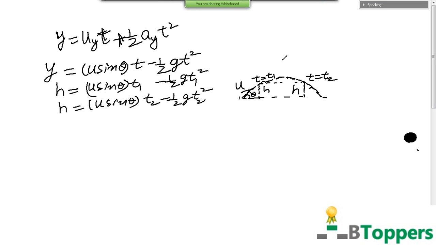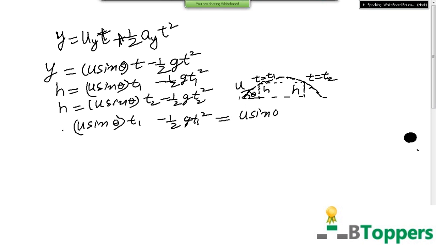So for the instant t equal to t1, I have written this equation: h equal to u sin theta t1 minus half g t1 square. For the later instant, we can write at t equal to t2, y equal to h, u sin theta t2 minus half g t2 square. So the left hand side is the same in these two equations, so you can equate the right hand side. So you get u sin theta into t1 minus half g t1 square equal to u sin theta into t2 minus half g t2 square.